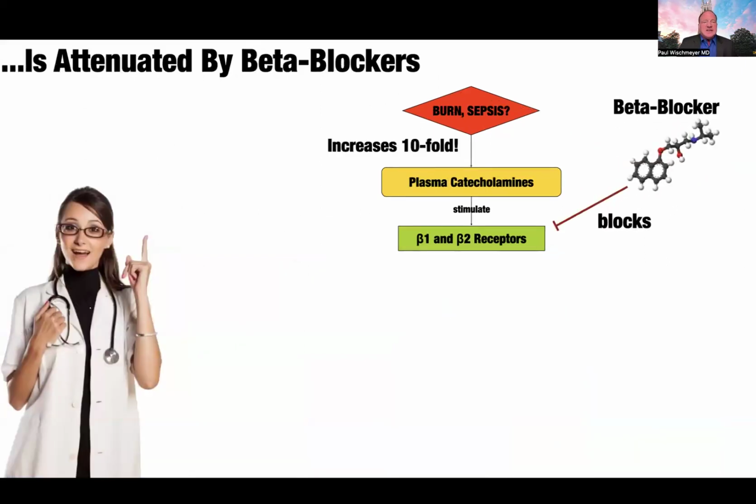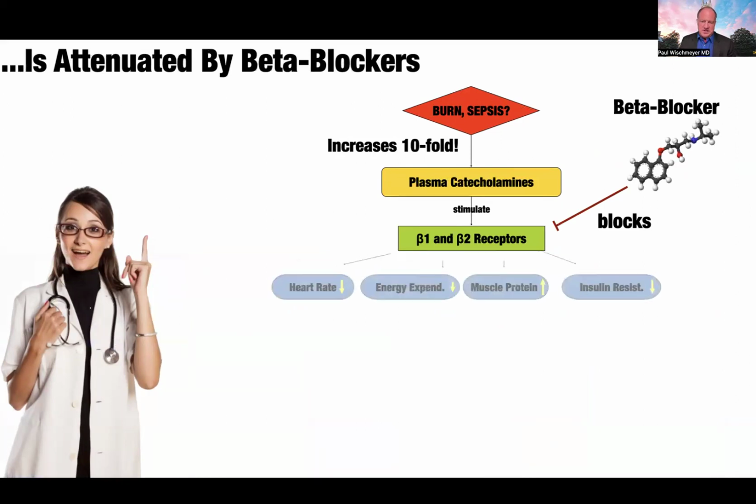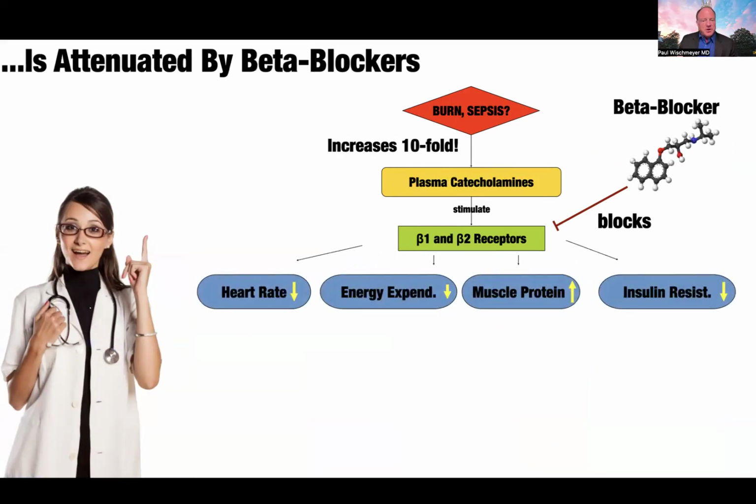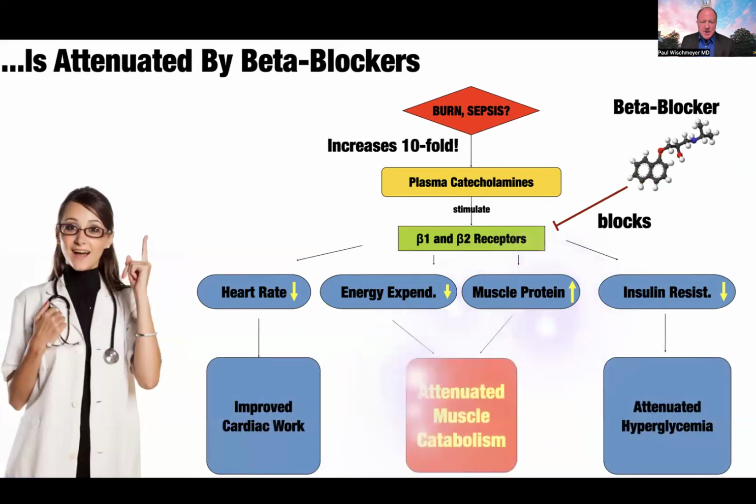And so the idea is, can you attenuate this with a beta blocker? Propranolol is particularly attractive because it has beta-3 activities, and the beta-3 receptor is what affects this metabolic effect on muscle and other organs. So by giving a beta blocker, you can reduce energy expenditure, reduce insulin resistance and increase anabolism, and do all the good things that our patients need to recover.